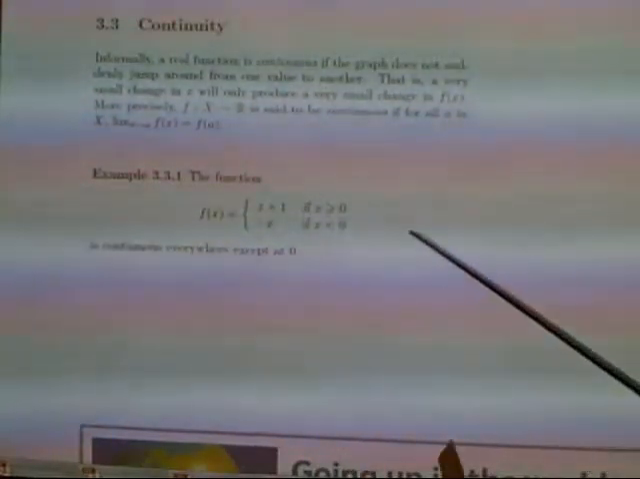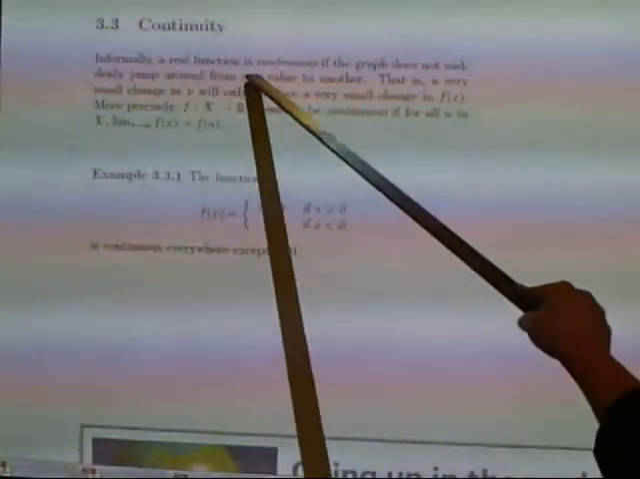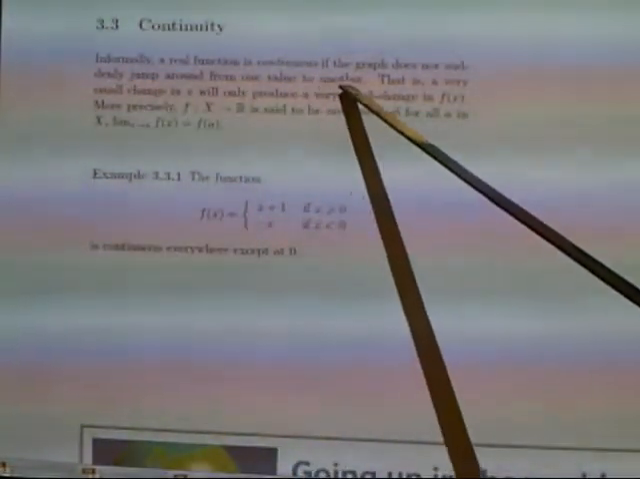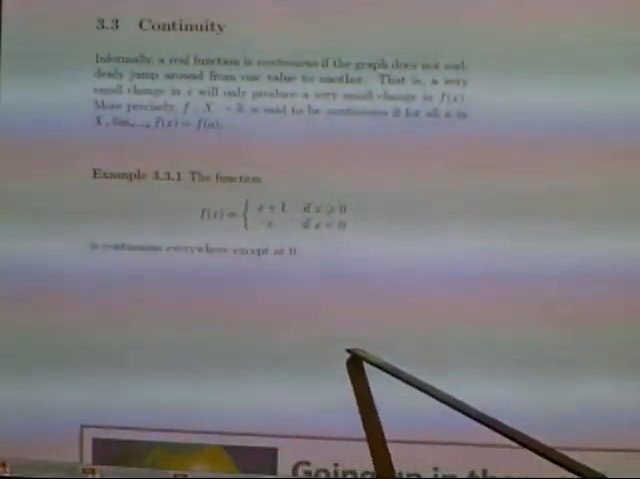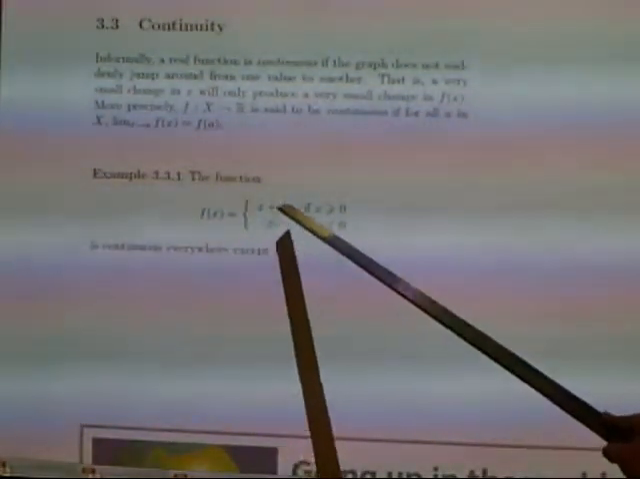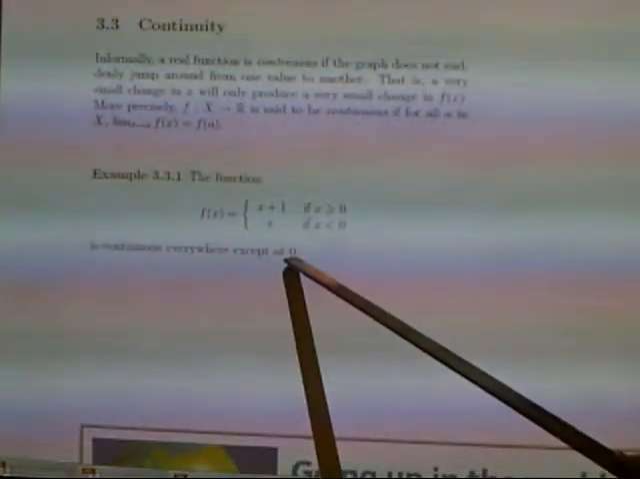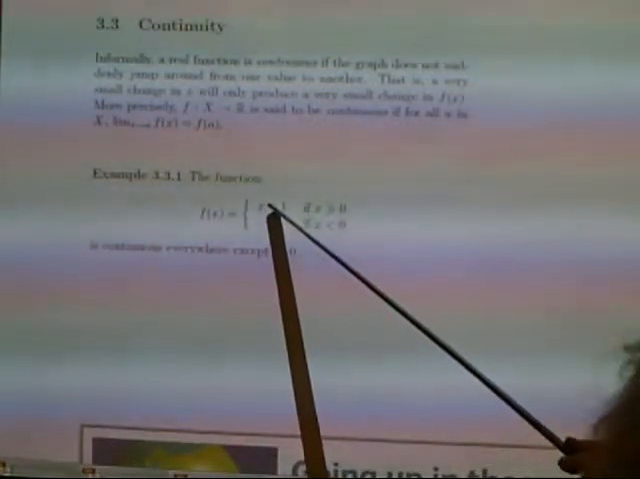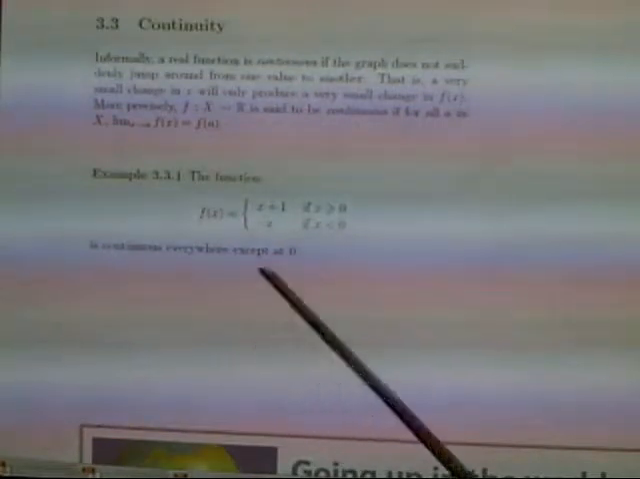The definition of continuity is that the real function is continuous if it does not suddenly jump from one way to the other. Continuity at a point: every time we take plus h and minus h, approaching the value at that point. This is continuity mainly.